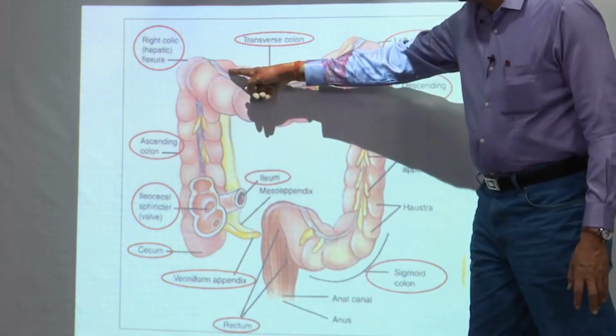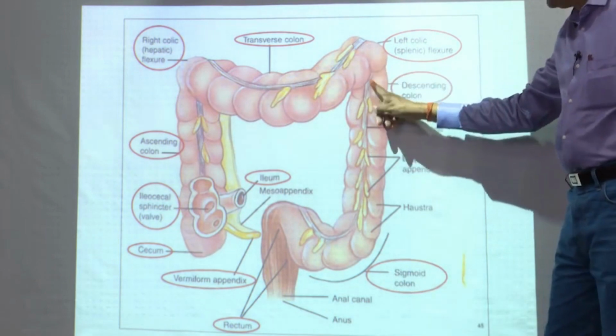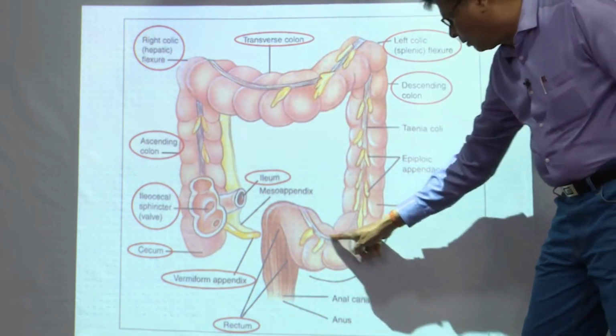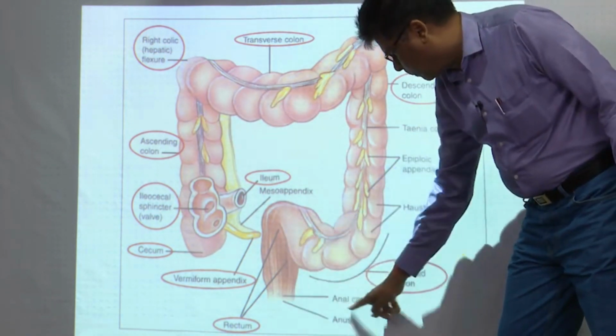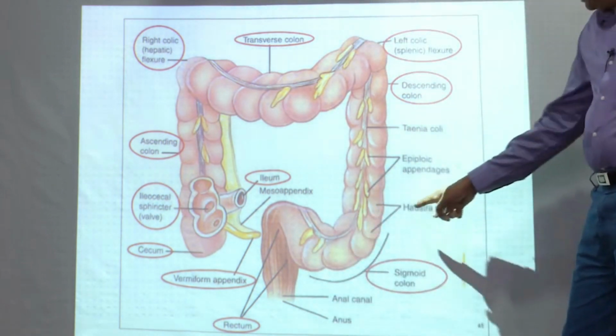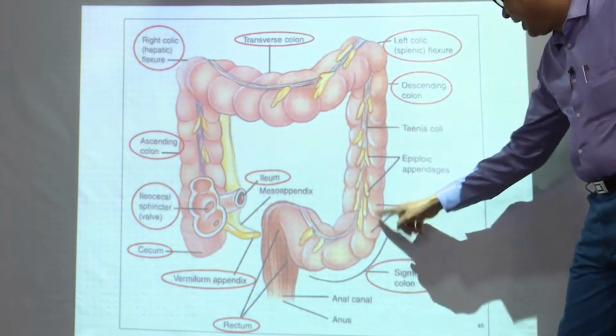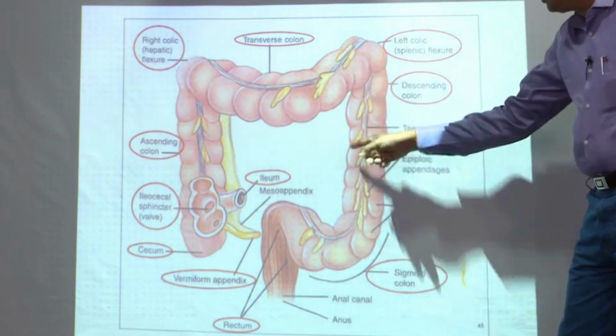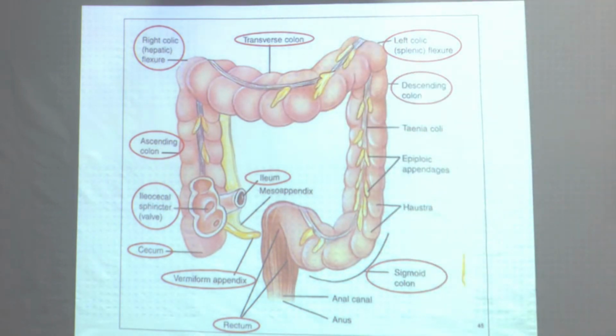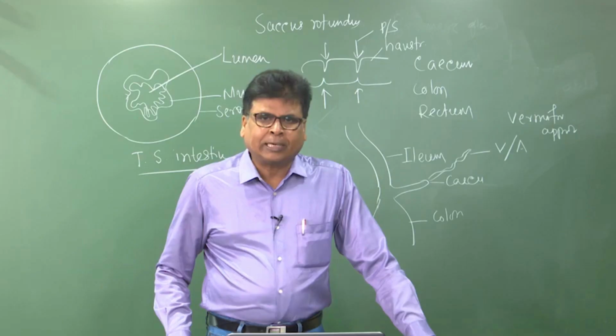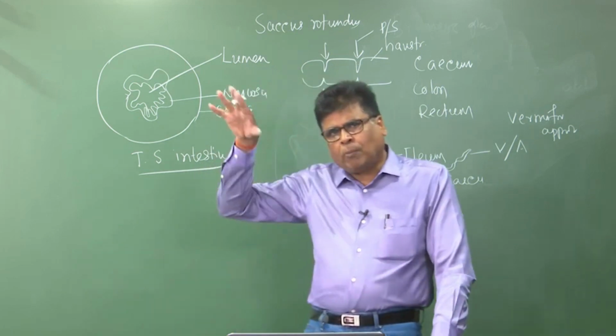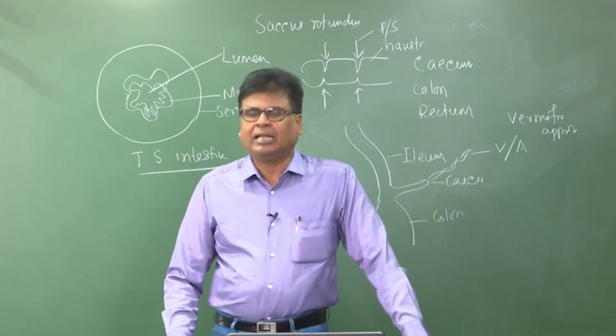Then this is the ascending colon, this is the transverse colon, this is the descending colon, and now this descending colon opens to the rectum, and finally the anus is there. You see these are known as haustra, and these are known as taenia coli. Okay. So this is the structure of the large intestine. Specially I showed you the cecum, then the colon, then the rectum, and finally this opens to the outside, that is the anus. So this is all about the structure of the alimentary canal.